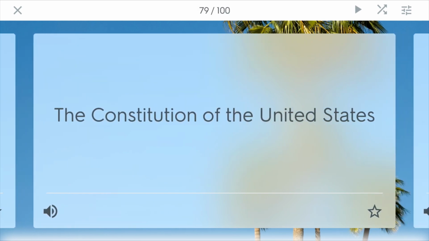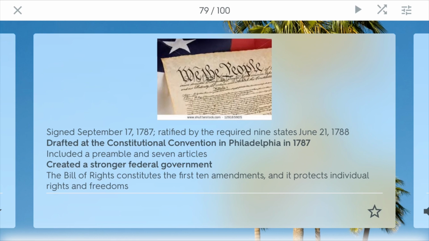The Constitution of the United States was signed in 1787, and it was ratified by the required 9 states by 1788. It was drafted at the Constitutional Convention in Philadelphia in 1787. It promoted a preamble and 7 different articles that outlined this new nation. It also created a stronger federal government, which the Articles of Confederation did not do. It also included a Bill of Rights that constitutes the first 10 amendments, and it protects individual rights and freedoms.